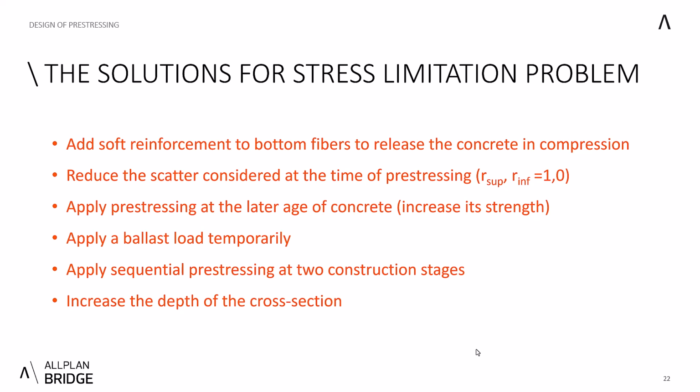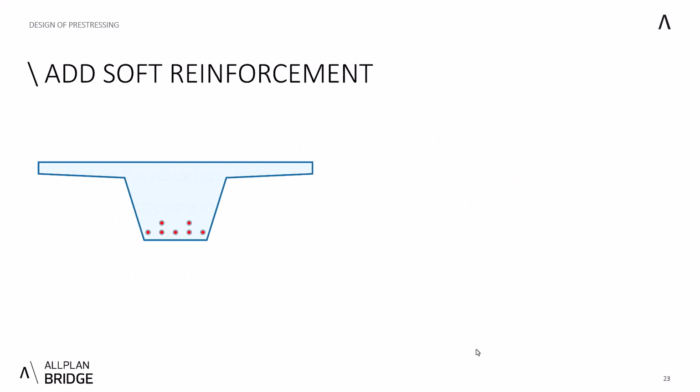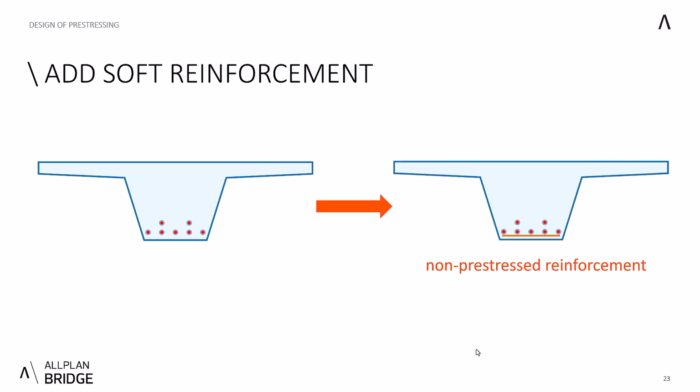What are the potential solutions to this problem? As you can see, there are many possibilities. Let's look at this in detail. As the reinforcement is part of the cross-section anyway, we can use it to release the concrete in compression. Therefore, we can add soft, non-pre-stressed reinforcement to the bottom fibers of the cross-section. However, the amount of the reinforcement can only be increased to a certain extent to satisfy the condition for maximum reinforcement ratio and to make the design economical.